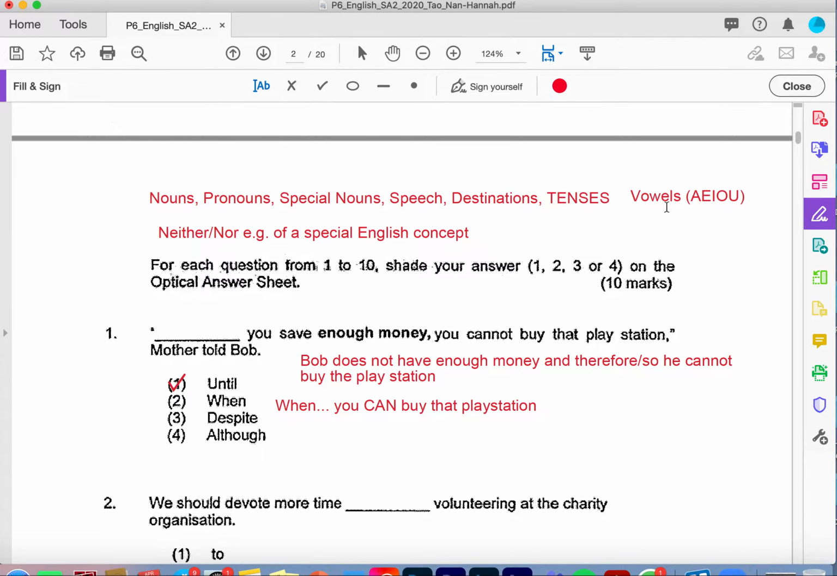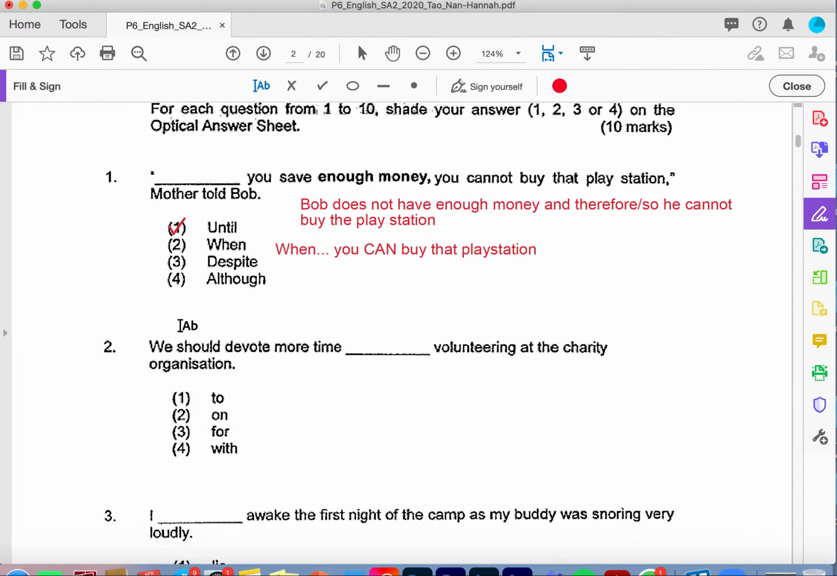Always look at your tenses, especially for MCQ questions, because you need to know how to answer them. Then of course you have your vowels, adjectives, principles and things like that. Just remember these things as you go along. There are also special English concepts like the neither nor question, which we will look at if it arises at any point in the paper. Alright, let's try the first one together.